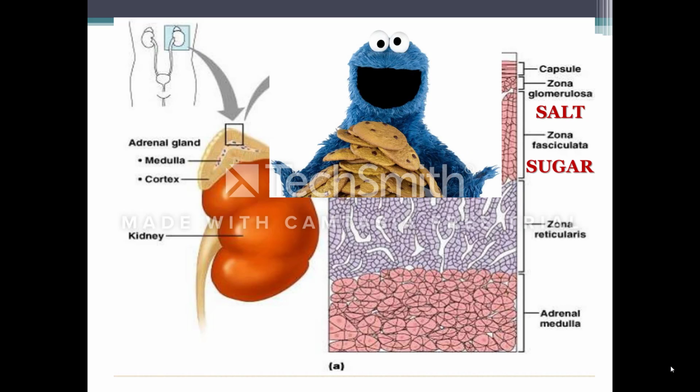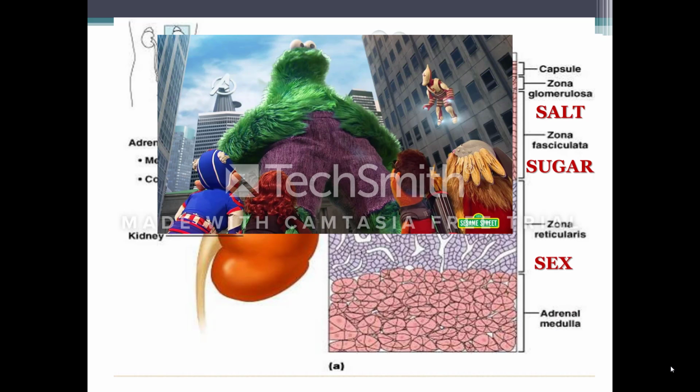Clearly, Cookie Monster represents some hyperglycemia. Finally, the zona reticularis. This secretes androgens, or sex hormones. The Sesame Street representation gets a little bit dicey, but here's Cookie Monster representing the Incredible Hulk.